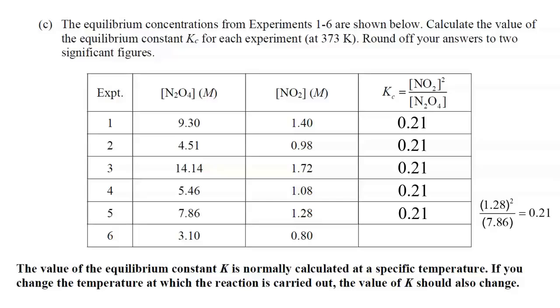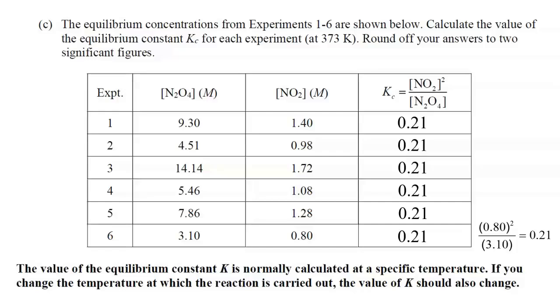So what I'm showing you is that no matter whether the experiment began with all reactants and no products, or whether the experiment began with all products and no reactants, or whether the experiment began with a mixture of reactants and products, the final concentration of reactants and products at equilibrium, when plugged into the equilibrium constant expression, we get the same value.